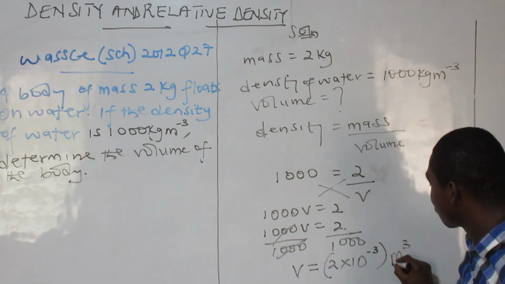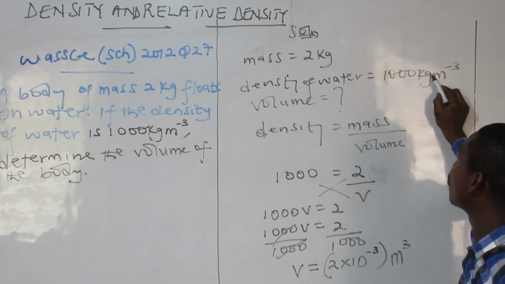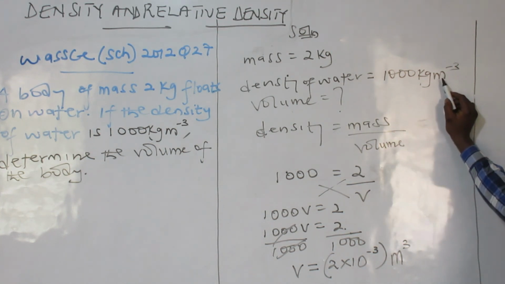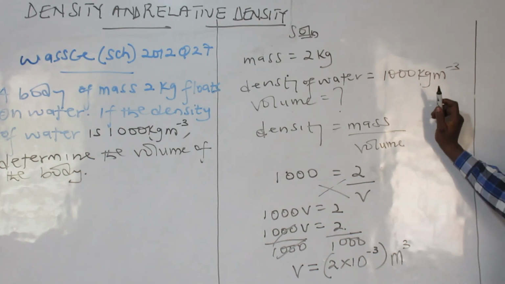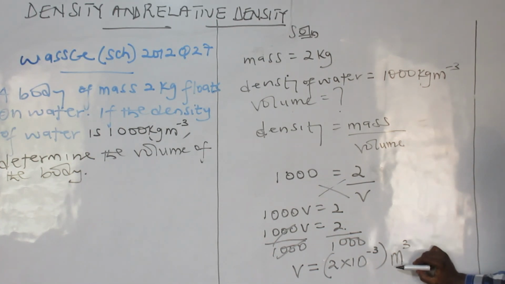So that is it. Anytime you have your masses in kilogram, your densities in kilogram per cubic meter, you end up getting a volume term m raised to the power 3. Good. Anytime you have your mass in grams and you have your density in gram per cm cube, you end up getting your volume term cm cube. Good. That is it.